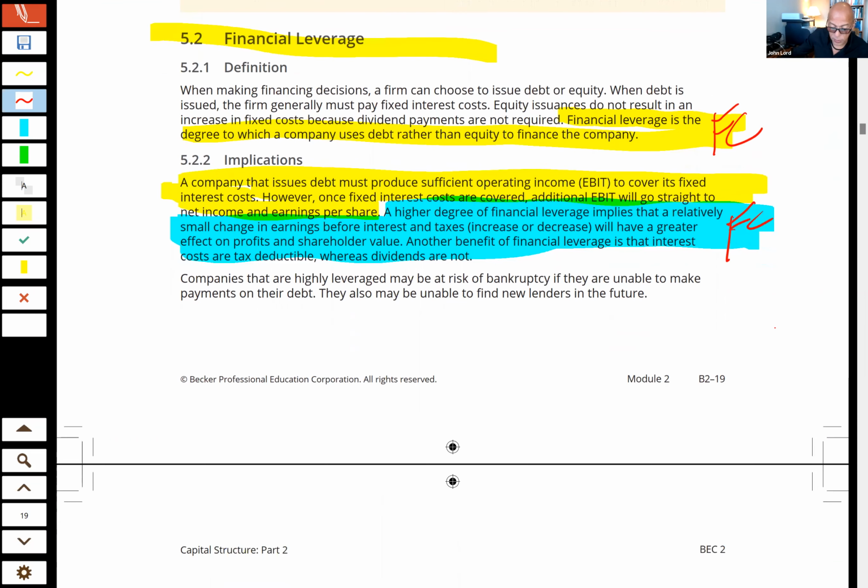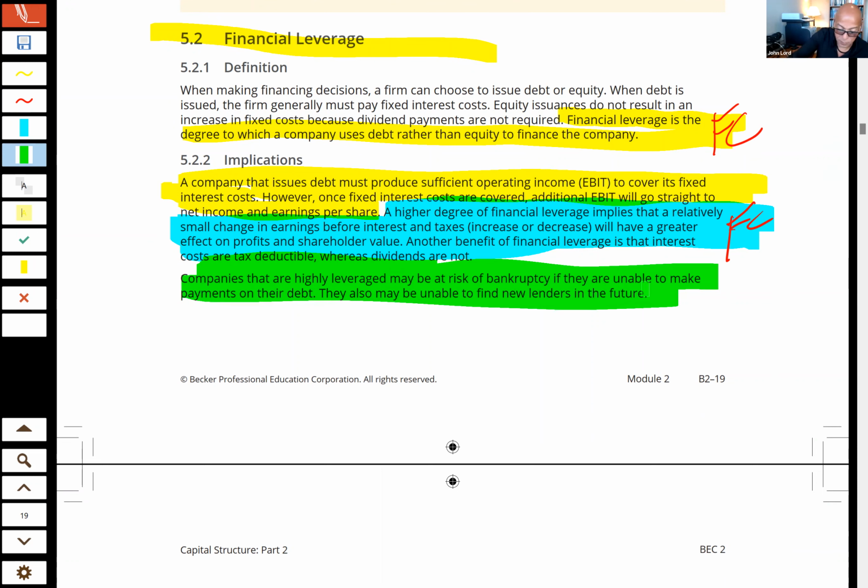Now you come over and they tell us that companies that are highly leveraged may be at risk of bankruptcy. There you go, another disadvantage. If they're unable to cover their interest costs and then you start defaulting, you're not going to be able to raise much capital, much debt capital, in the future.